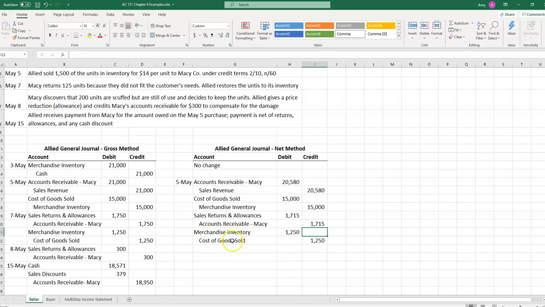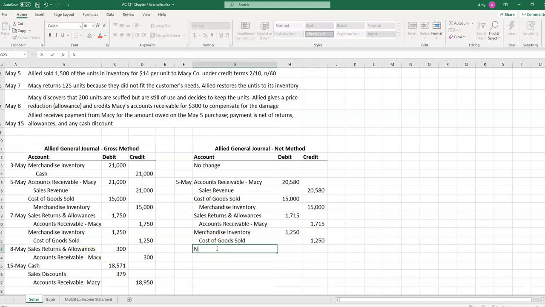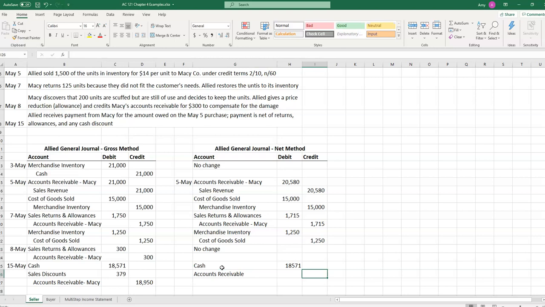Okay. The cost of the merchandise stays the same. What sales discounts do is reduce the amount of profit that we receive, but we're willing to reduce that 2% profit in order to receive cash earlier. Then the last payment, this would be the same. And that last payment, we would just receive cash for the amount that was in their accounts receivable, because we already recorded the discount earlier.